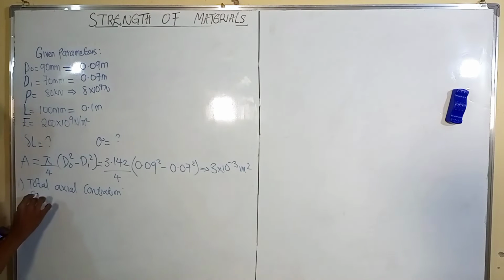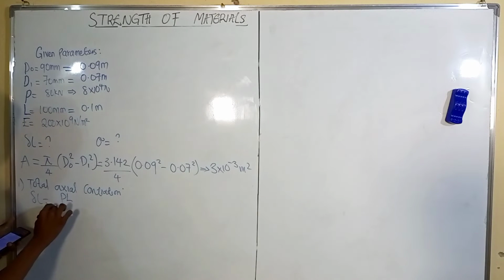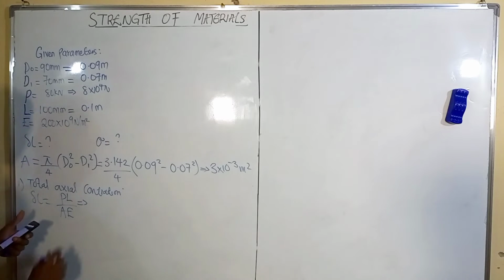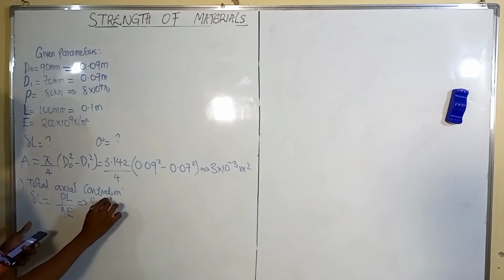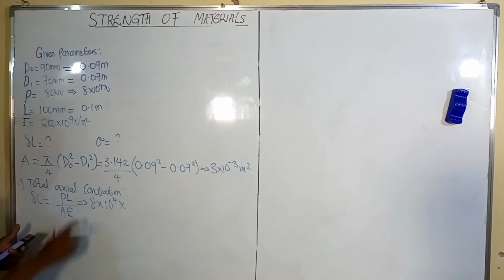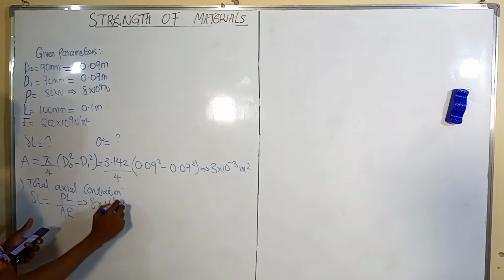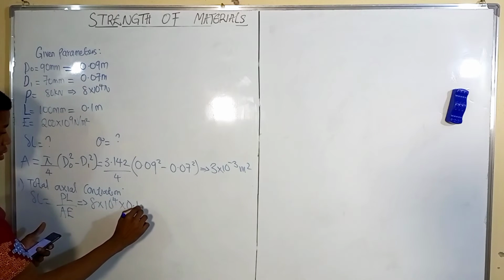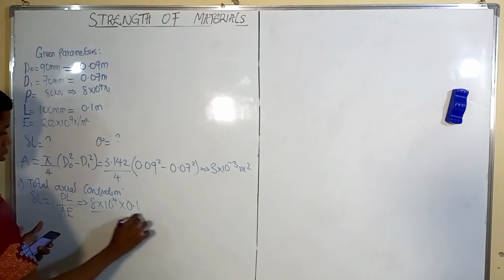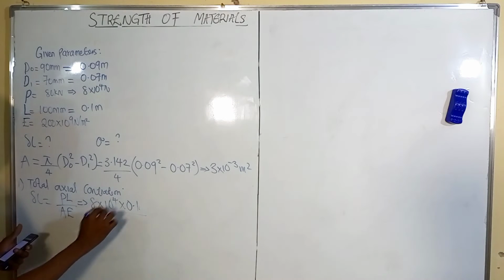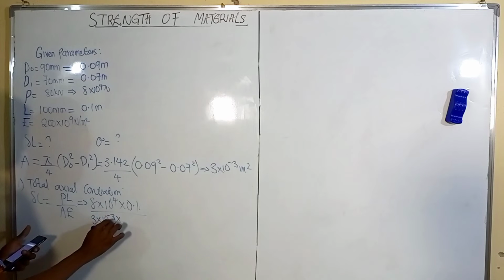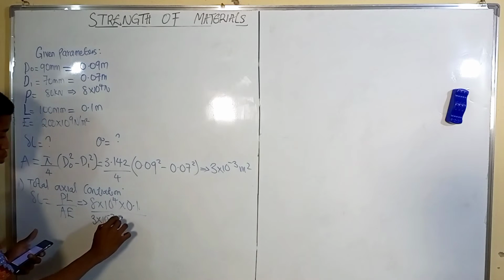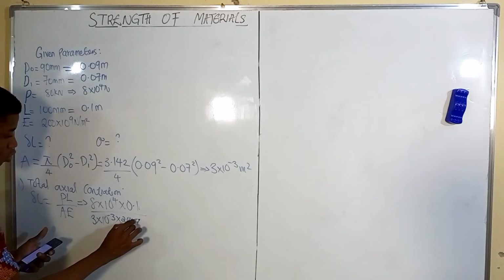So we have this given as PL over AE. We have our load as 8 times 10 raised to the power 4, multiplied by the length. We have our length as 0.1 meters. All over, we have our area as 3 times 10 raised to the power -3, multiplied by our modulus, which is 200 times 10 raised to the power 9.